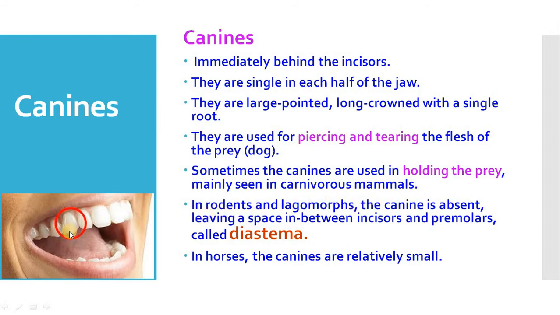In rodents and lagomorphs or rabbits, the canine is absent, leaving a space in between the incisors and premolars. The teeth which are coming after the canine are called premolars. So if the canine is absent, there will be a space, and that space is called diastema. Diastema is seen in the case of rodents and lagomorphs. Lagomorph means rabbits. In horses, the canines are relatively small.